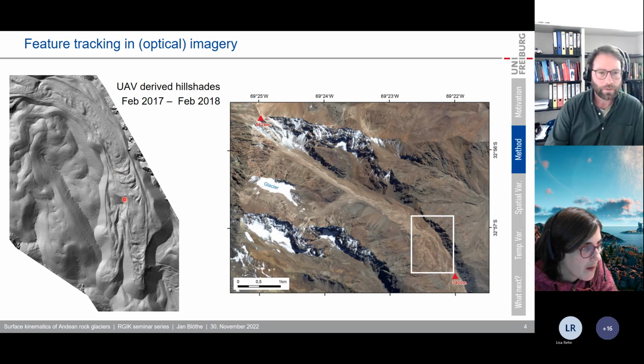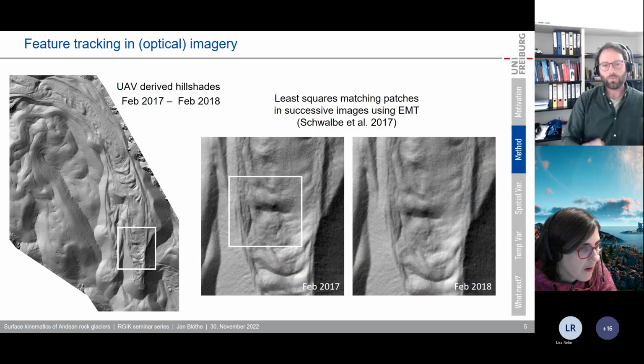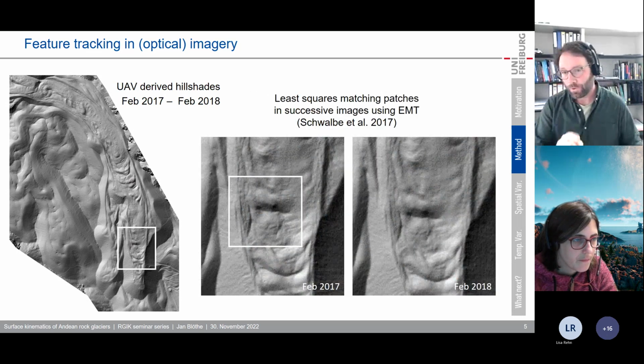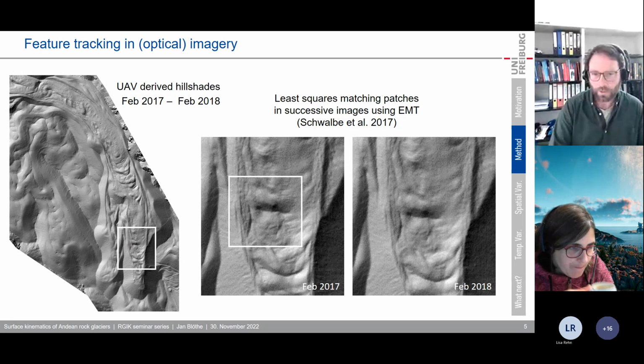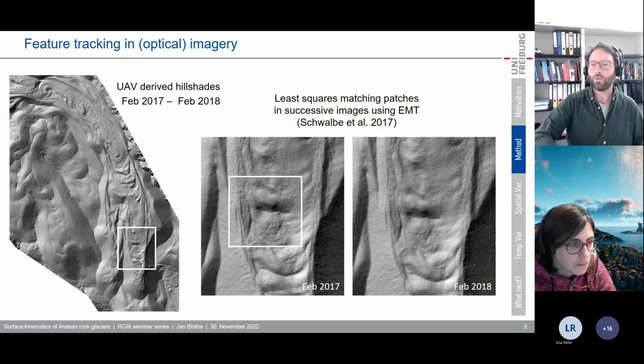This central part here is moving back and forth in this flicking illustration. What feature tracking then does is we are selecting a point and a distribution of gray values, in this case from a hillshade, around this central point, and this is called a patch. We are looking at an image patch here, and then we are using a clever algorithm that is implemented in this EMT software published by Schwalbe et al.